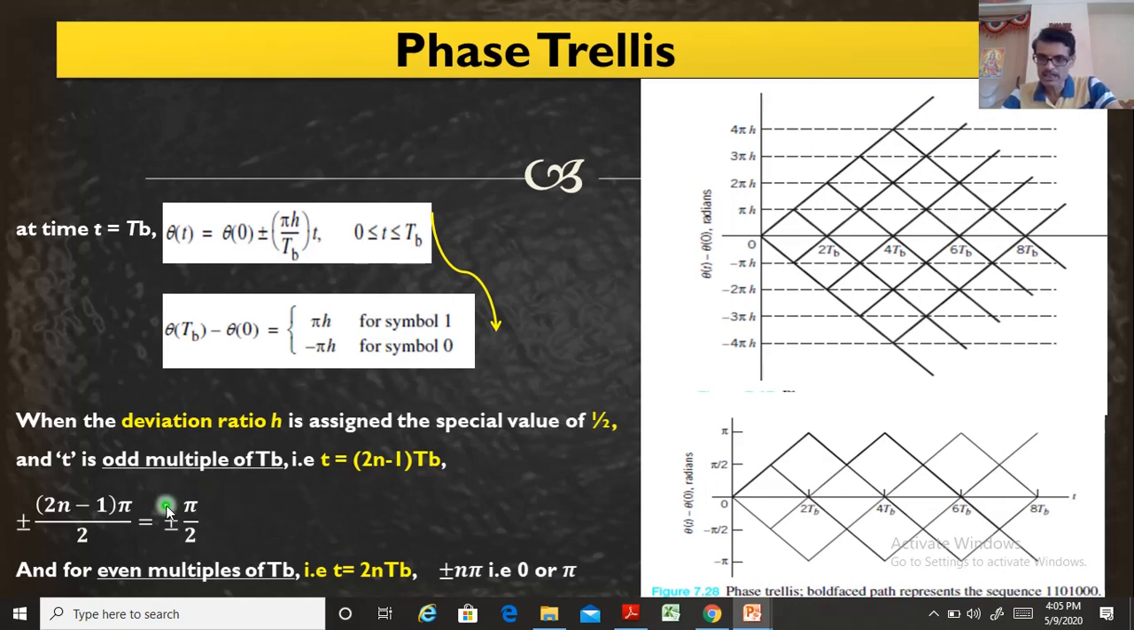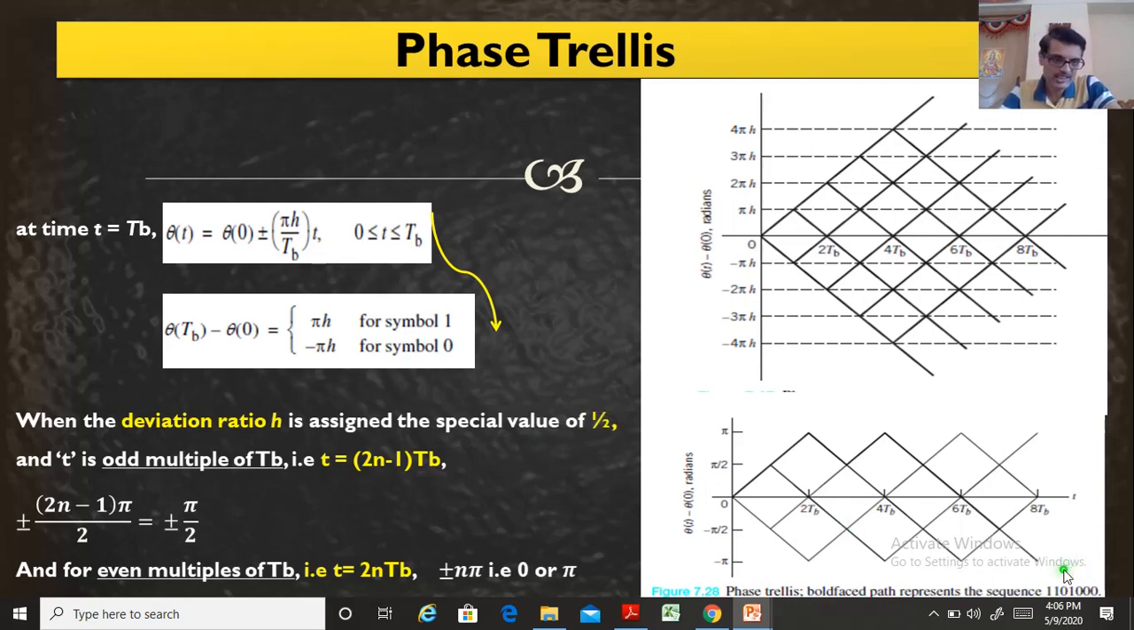This value is for an odd multiple of TB. Just check here: 0, 2 TB, even multiple of TB. It is either 0 or plus or minus pi. Just look at this, plus pi or minus pi. For 4 TB, it is again either 0 or plus pi or minus pi. For 6 TB, it is either 0 or plus pi or minus pi. What about odd TB here? TB, 3 TB, 5 TB, 7 TB. At TB, we get plus pi by 2 or minus pi by 2. Again at 3 TB, plus pi by 2 or minus pi by 2. That's what the answer is.